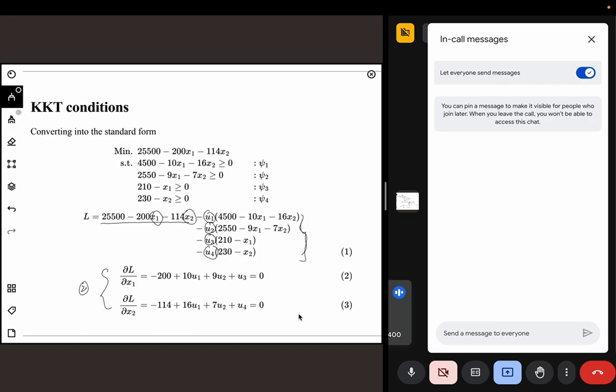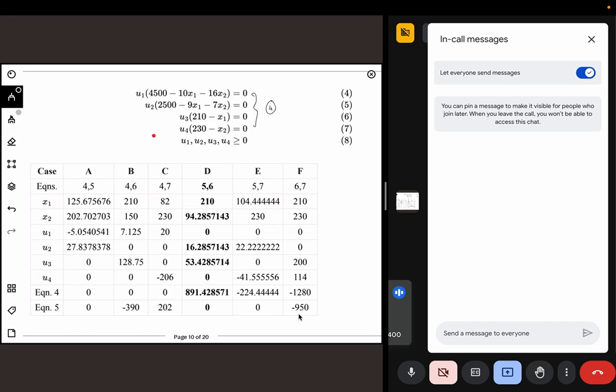The only challenge here is these two equations are linear, so this is not problematic. But the other four equations are non-linear. So solving them is a little tedious, but there is no option. We have to solve them in some way to get the solution. So this is a brute force way I have shown here.